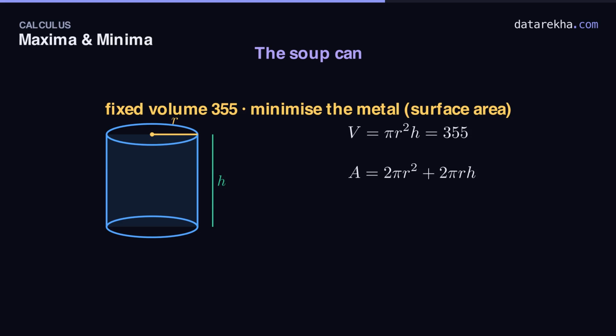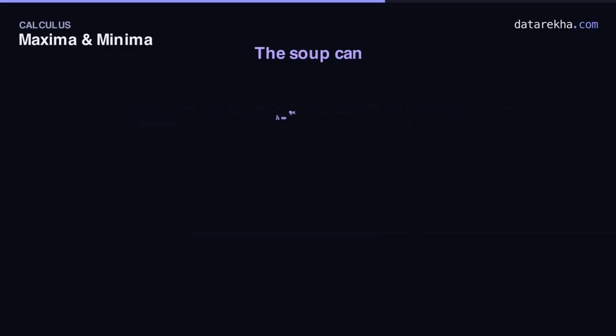The metal is the surface area, two circular ends, 2 pi r squared, plus the wall wrapped around, 2 pi r h. But area depends on two variables, r and h. We can only differentiate one, so use the constraint. From the volume, h is 355 over pi r squared. Substitute that in, and the 2 pi r h term becomes 2 times the volume over r. Now everything is in r alone.